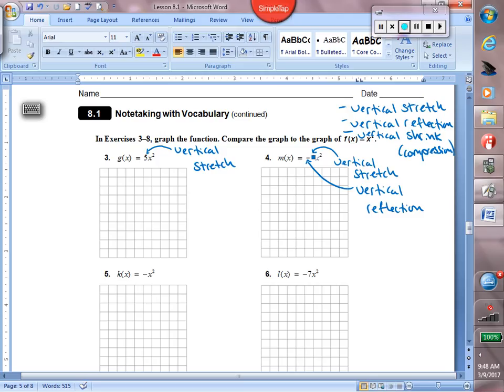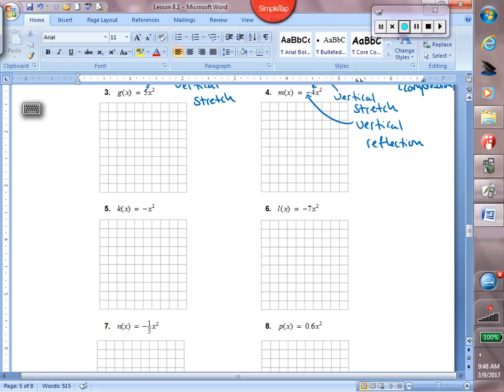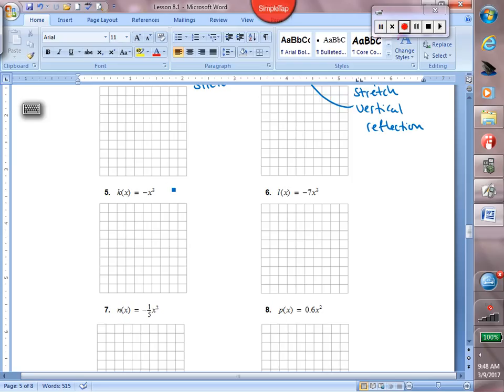Multiplying by a negative can be tricky because it causes two different transformations. Not only does the 4 cause the stretch, but then the negative sign causes the reflection. In number 5, all we have is a negative sign, so we just have a vertical reflection. Number 6, there's our negative sign to cause our reflection. And then 7 is bigger than 1, so vertical stretch.